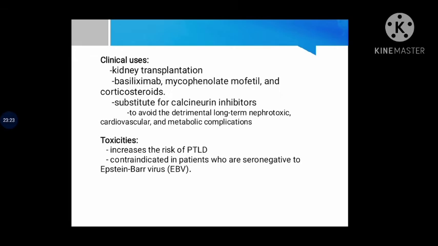Of note, the first generation costimulation blocker abatacept is approved for rheumatoid arthritis. So the toxicity of this drug is belatacept increases the risk of PTLD, particularly of the central nervous system. Therefore, it is contraindicated in patients who are seronegative to Epstein-Barr virus, a common cause of PTLD.